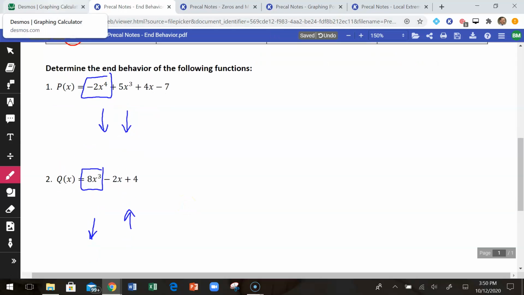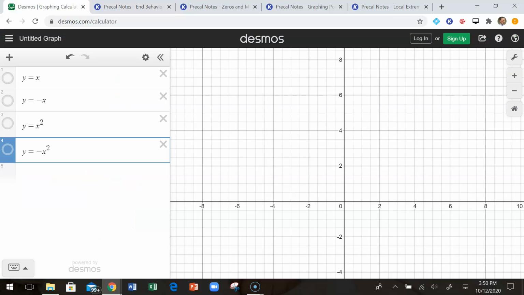And I'm going to give you what I think is a quick tip to memorize this. What I like to think of is with odd degrees, I like to think of lines. So I have just y equals x and y equals negative x here. y equals x is an odd degree. That's x to the first power. All odd degrees work the same way. So I'm just going to think about a line.